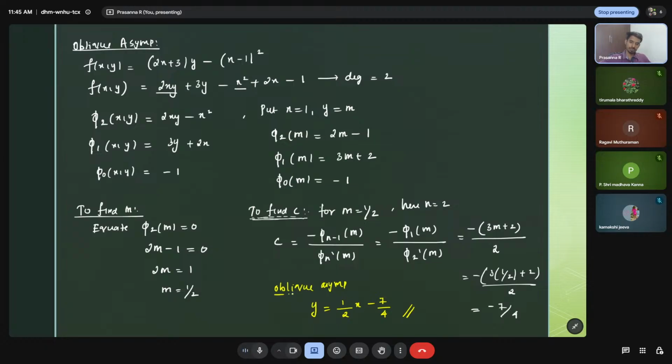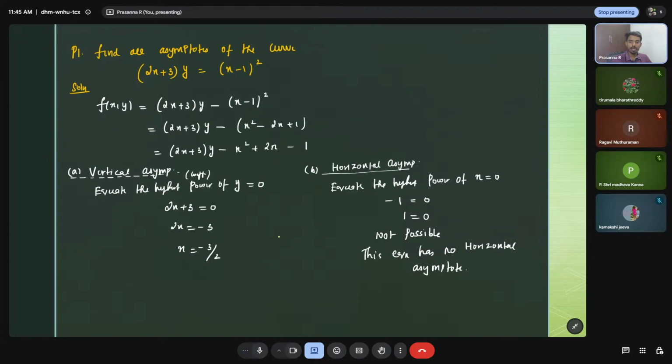So this equation has two asymptotes. One oblique asymptote, given by y is equal to x by 2 minus 7 by 4, and one vertical asymptote, which is x is equal to minus 3 by 2. Is it clear, everyone? Very simple, very very easy.